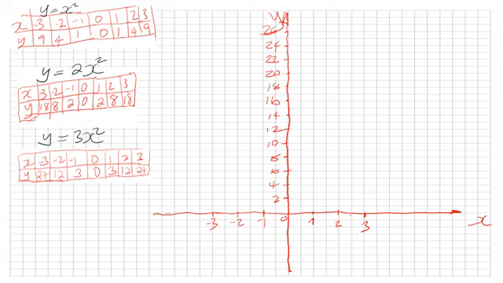Okay, so let's start with the first one, which is y is equal to x squared. In this case, we can start with -3. It's equal to 9. So 2, 4, 6, 8, and 9 is between 8 and 10, so it's there. And this is our 3, and here is where they are meeting.